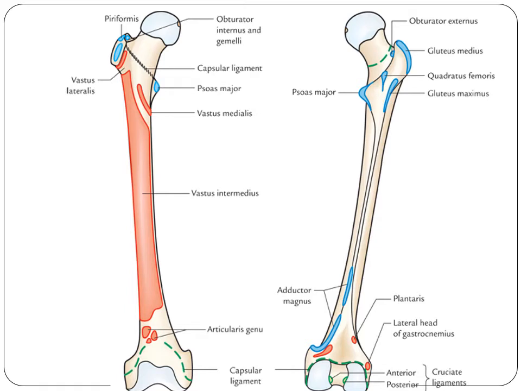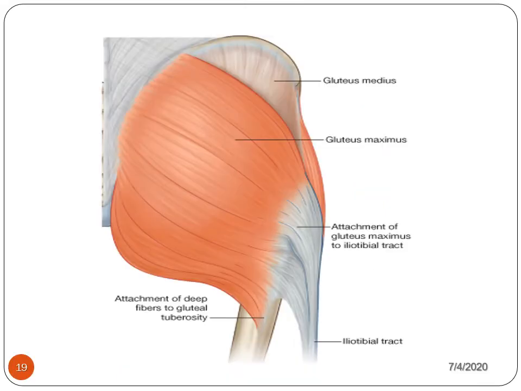Now the insertion of the gluteus maximus. Here there is the gluteal tuberosity. So its insertion is at the gluteal tuberosity of the femur. These are the upper border and lower border of the gluteus maximus muscle. Here is the origin of the gluteus maximus, and here is its insertion.